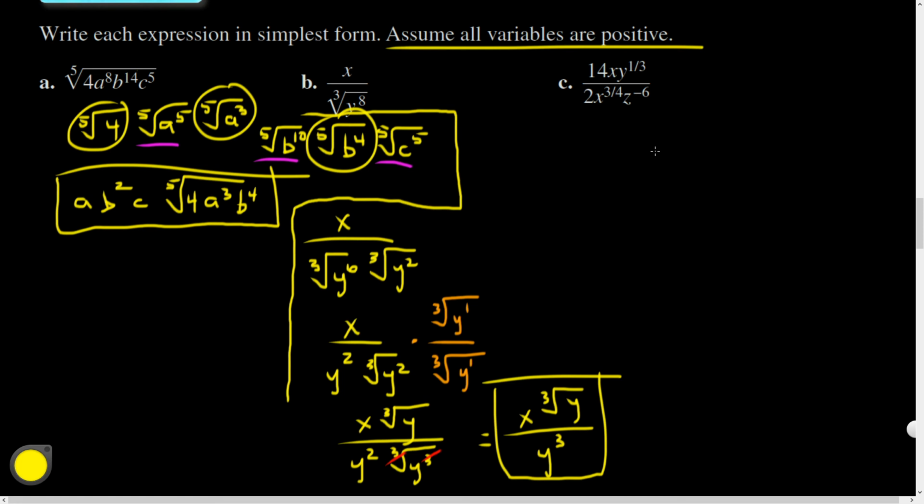Guys. All right. Let's rearrange this. 14x, I'm going to rewrite that as the cubed root of y over 2x to the... let's write that as the fourth root of x cubed. All right. And z to the negative 6, I'm going to move that upstairs. So that's z to the positive 6.